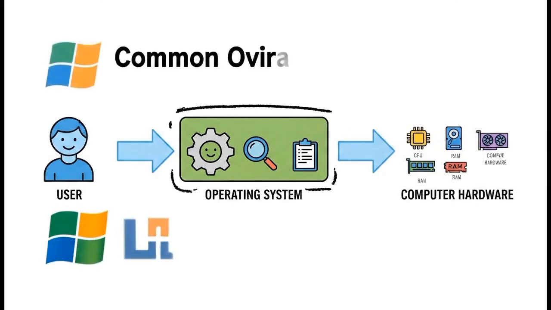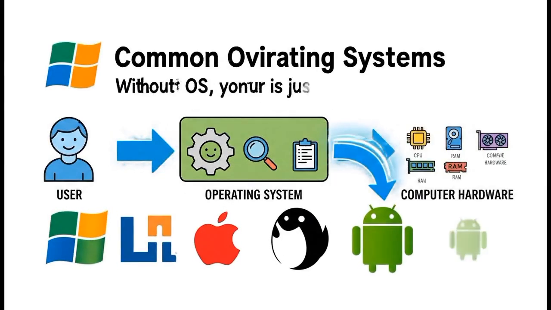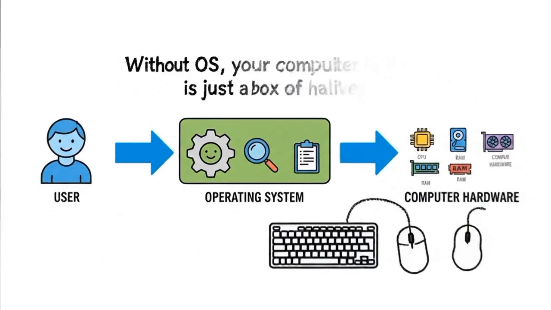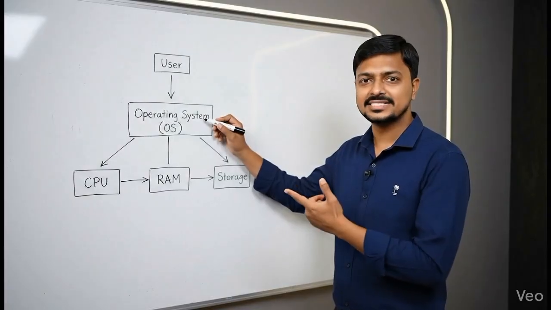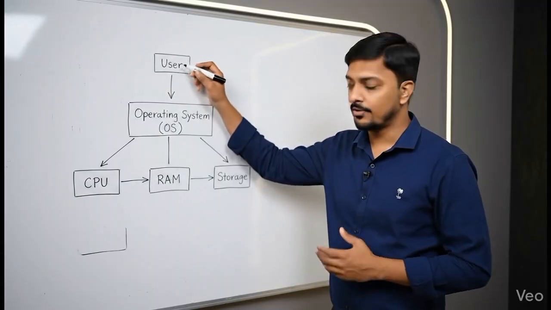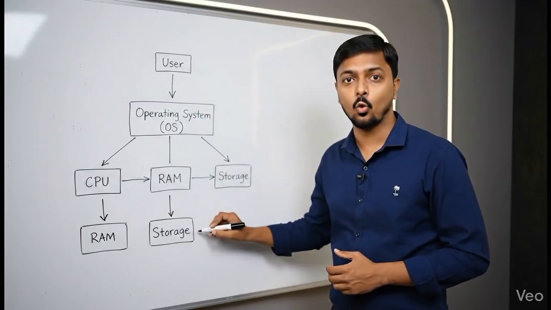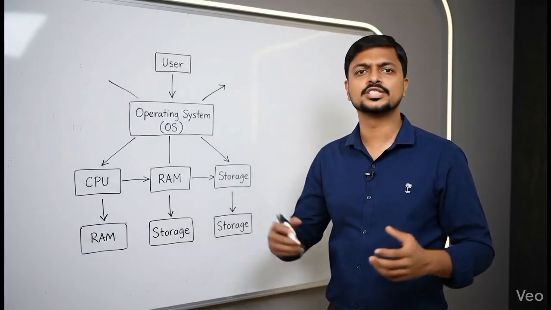Some common operating systems are Microsoft Windows, Mac OS, Linux, and Android. Without OS, your computer is just a box of hardware. Think of OS like a translator between you and the computer hardware. When you click on an app, the OS tells the CPU what to do. Without OS, your computer is just a useless box.